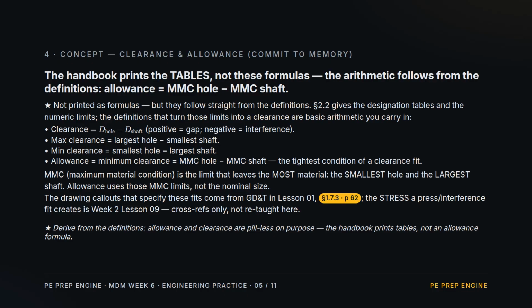That minimum clearance is the allowance, the tightest condition, and it equals the maximum material hole minus the maximum material shaft. Maximum material condition is the limit that leaves the most metal, the smallest hole and the largest shaft. The drawing symbols that call out these fits come from the GD&T lesson, and the stress a press fit creates was week 2. Both cross-references, not retaught. Setup.